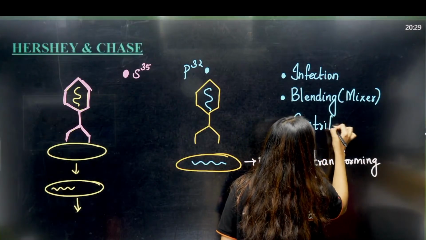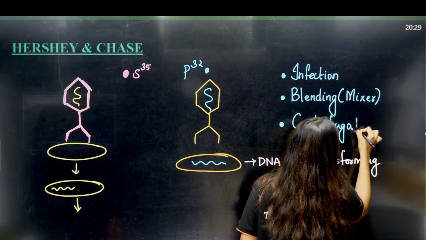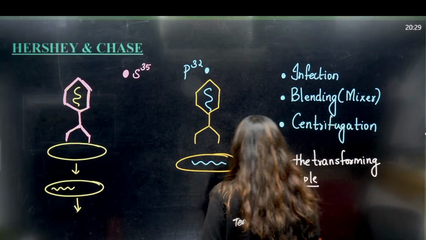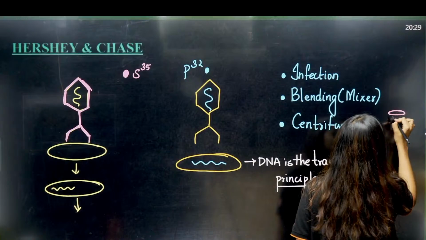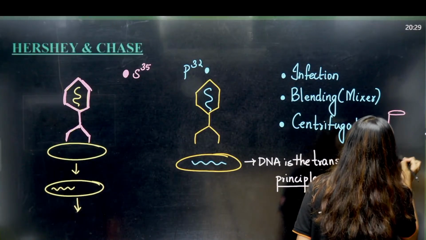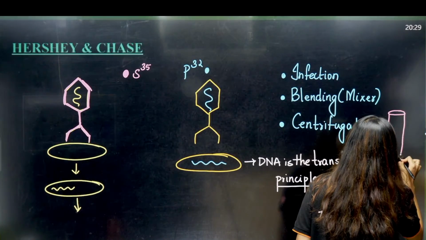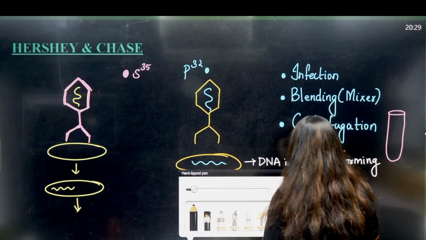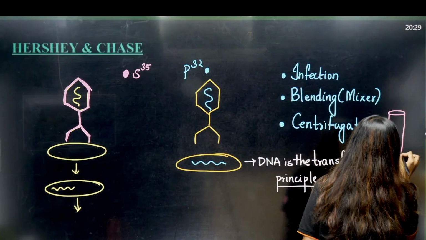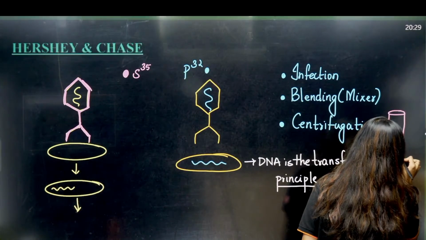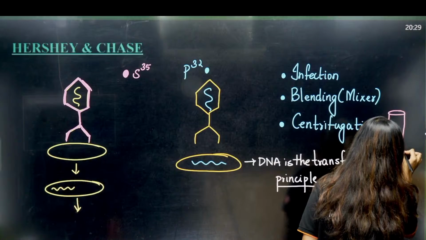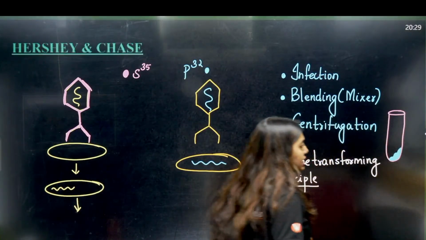centrifugation. In the last process, remember that we can get a substance which is going to be heavier. This is the centrifugation tube. We will notice that the pellet is going to settle at the bottom of the test tube because it is the heavier particle.